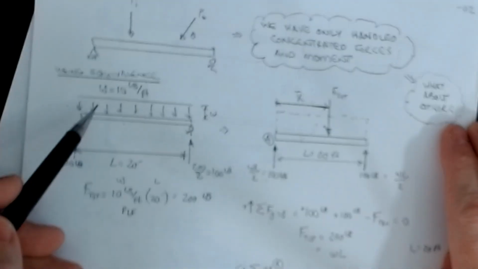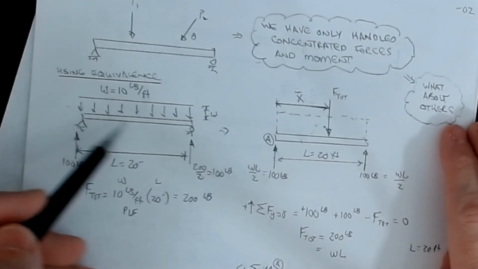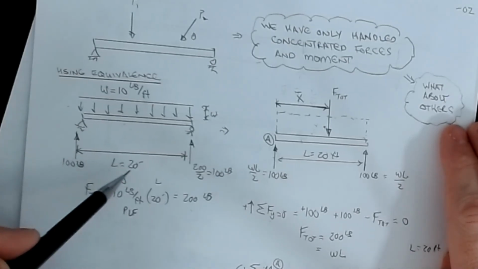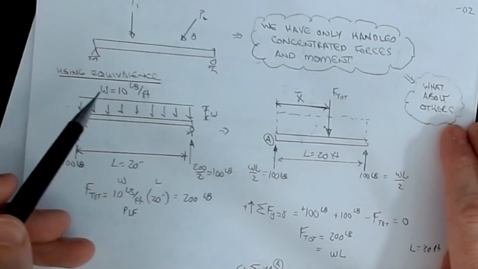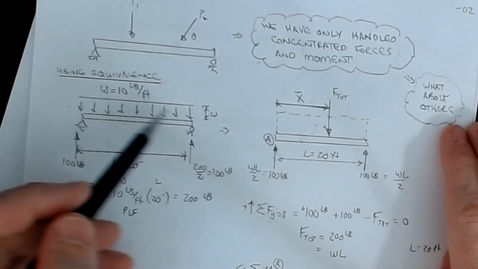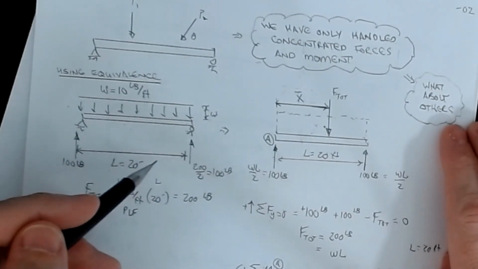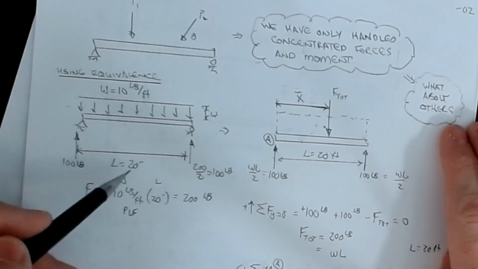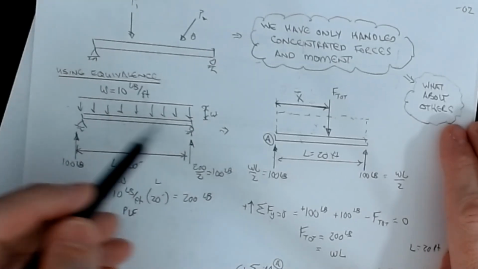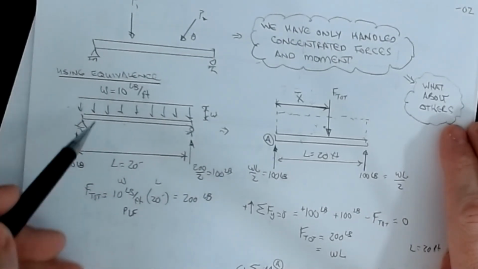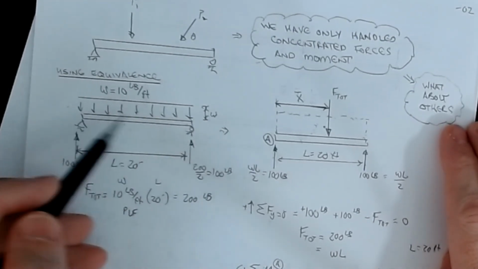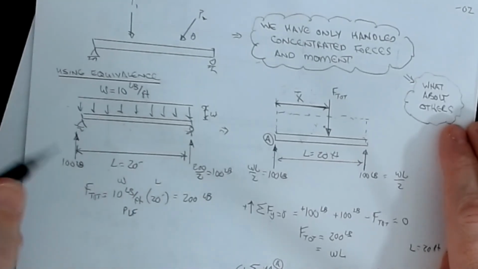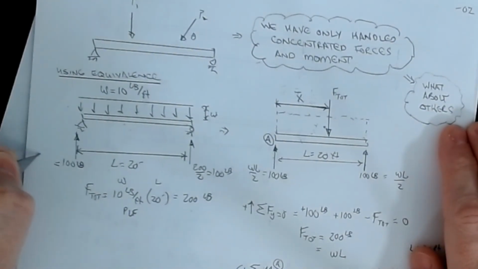Now, this one is simple enough: it's a simply supported span. Let's say L is 20 feet. If I have 10 pounds per foot over a length of 20 feet, we know that I have 200 pounds total acting on this beam. It's the length times that 10. If this is uniform, then each support is going to carry the same amount. It turns out that amount is WL divided by 2.